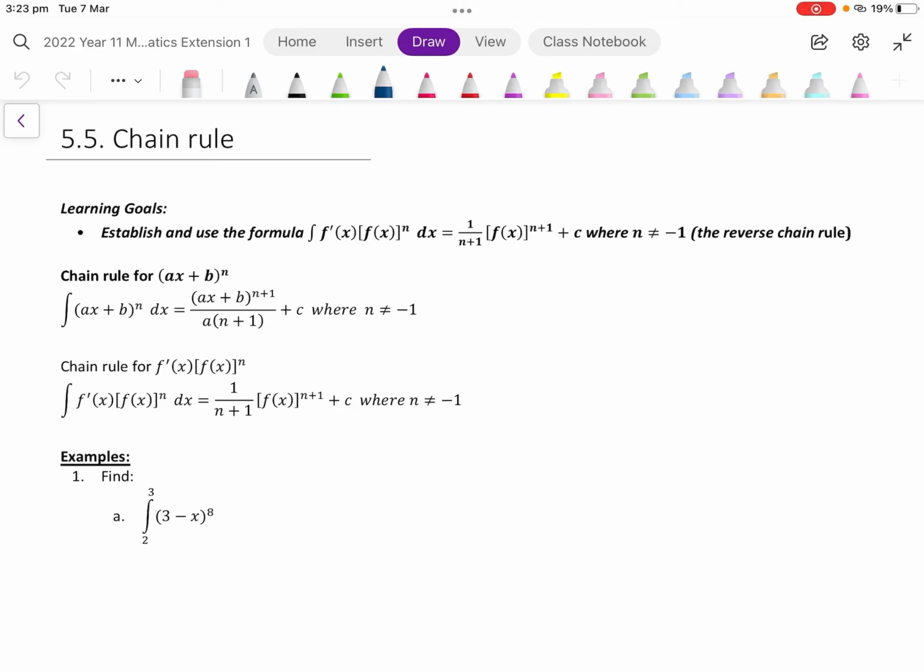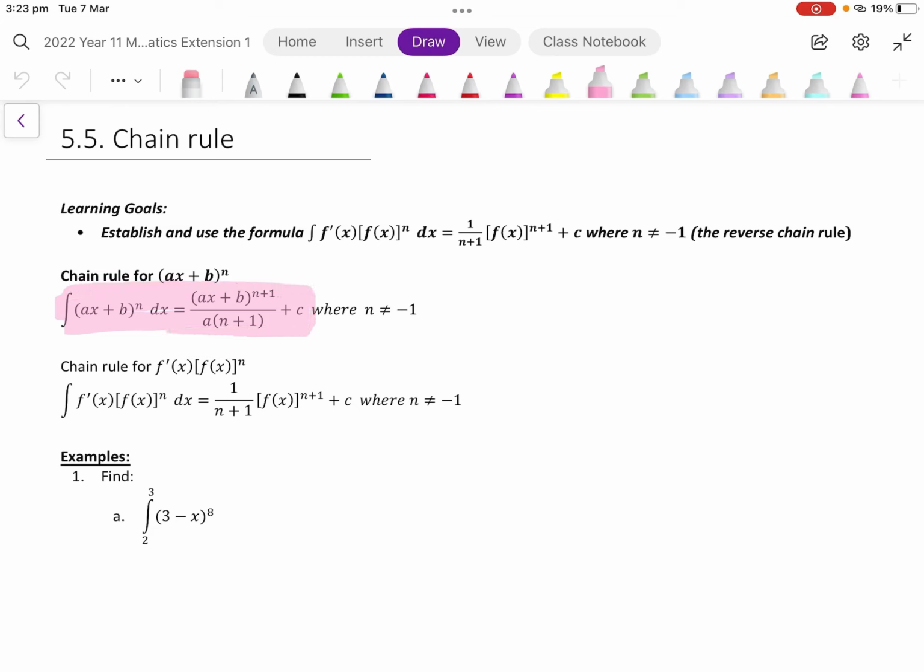So the chain rule for ax plus b to the power of n is: the integral of ax plus b to the power of n dx is equal to ax plus b all to the power of n plus 1 over a lots of n plus 1, plus c. This is where n cannot equal negative 1.